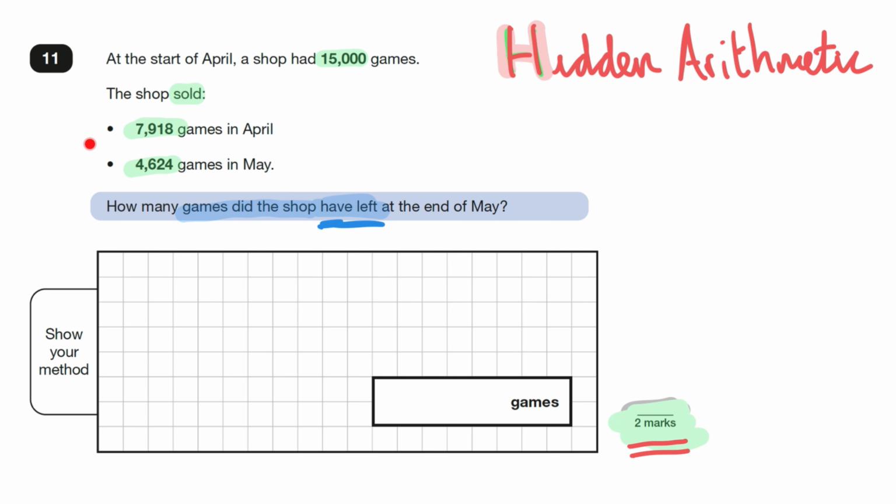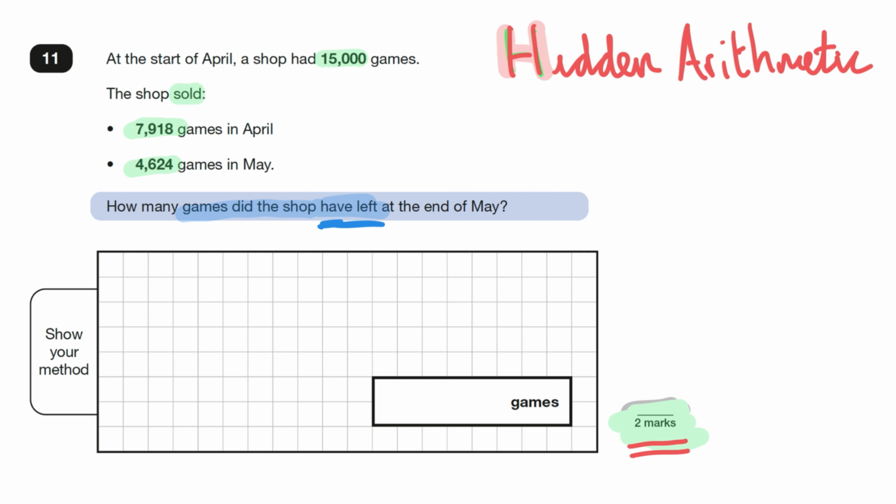So basically what we need to do is we need to add these together first. So there's the first mark, and then whatever the total of these are, we need to take them away from this. So essentially, the hidden arithmetic is just a column addition and a column subtraction. So let's just go ahead and do that. I'm going to do the column addition over here out of the way.